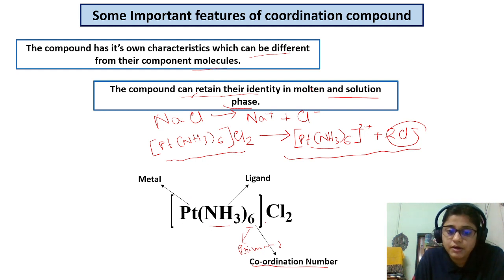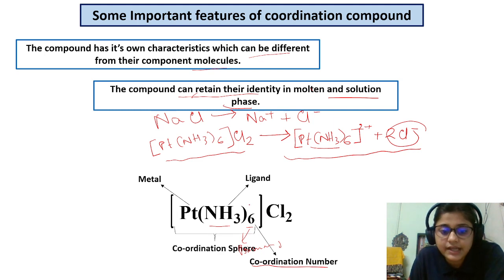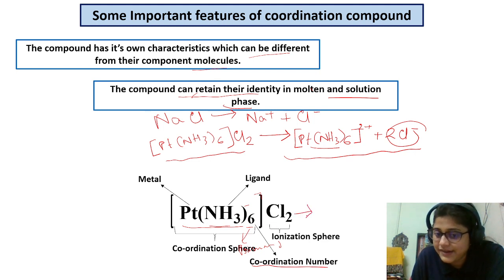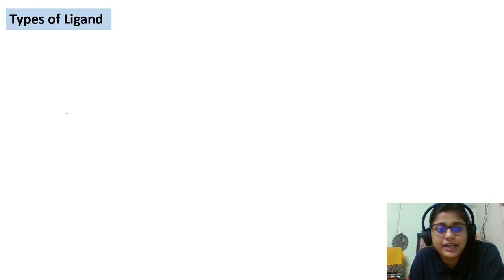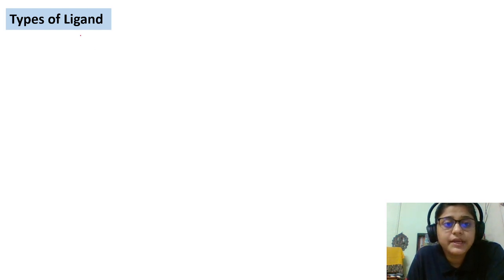This is the coordination number, and this part is actually the coordination sphere, which I have told you is inside the square bracket. And this is the ionization part. It can be ionized, right? And this is secondary valency. So let's come now to the ligand. What are ligands? We already know they are negatively charged or neutral molecules which can donate electrons to the metal, right? Ligands can be classified in various ways.